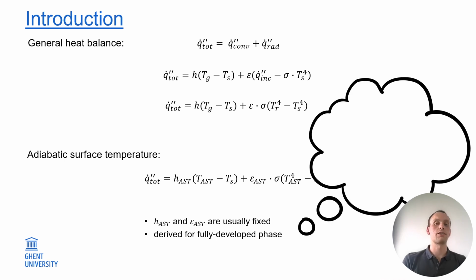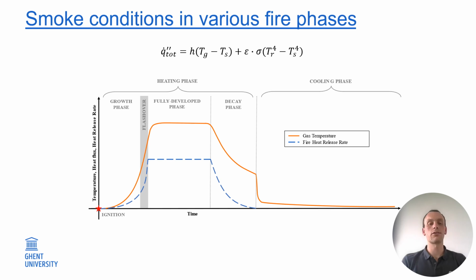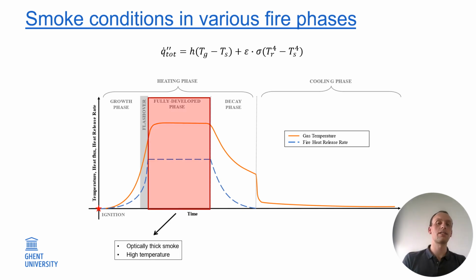But this leads to questions, because how do these assumptions perform in the fire decay and cooling phases? And two, can we use thermocouple data, the most widely available data, to validate such models in the fire decay and cooling phases? And to give an answer to this, we first need to understand the conditions that we will encounter in compartment fires.